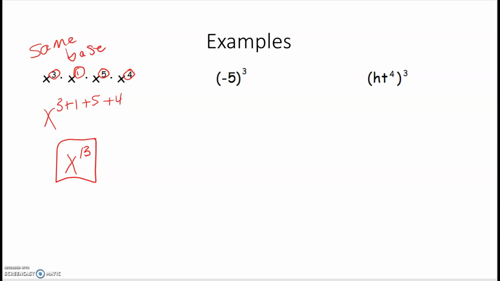Okay, this next one, anytime that it's all numbers, you can plug it right into your calculator. So I'm plugging that right into my calculator, negative 5 to the third power, and I get negative 125. That's my answer.